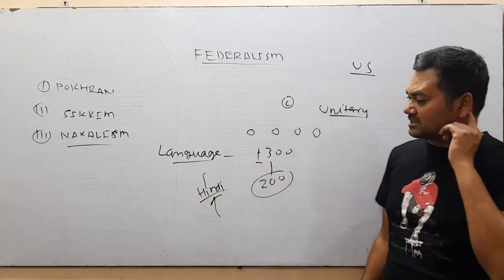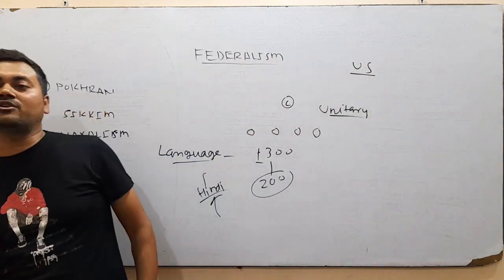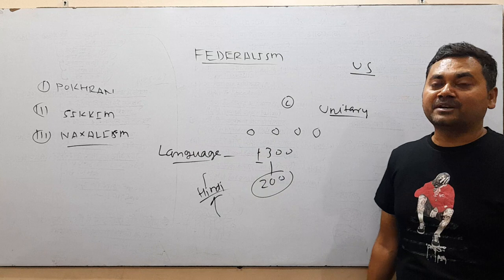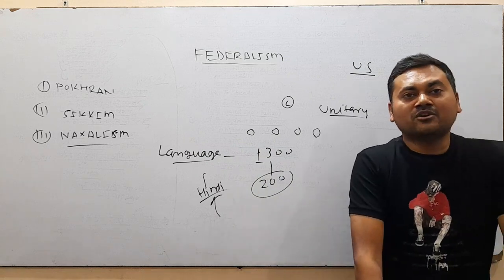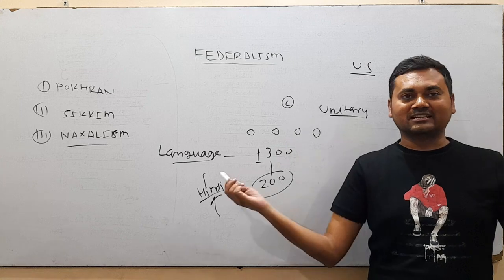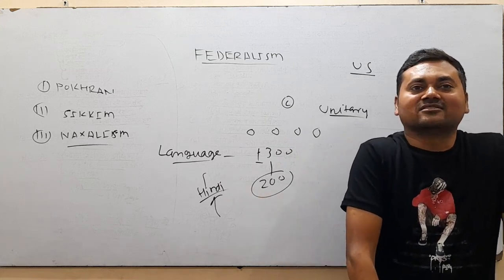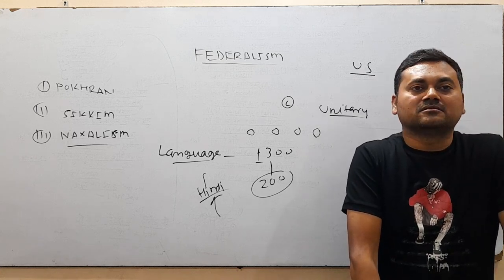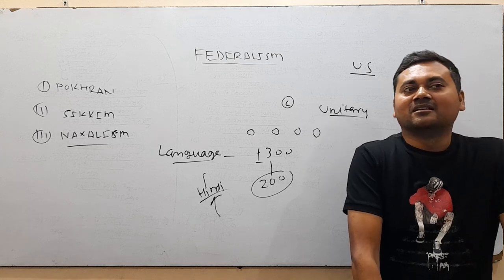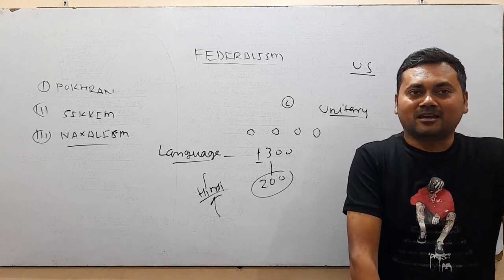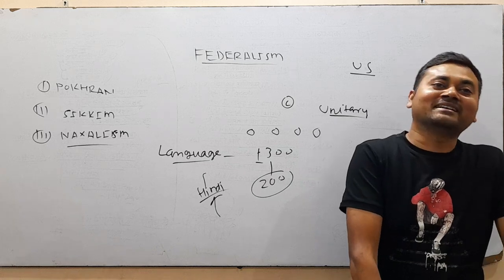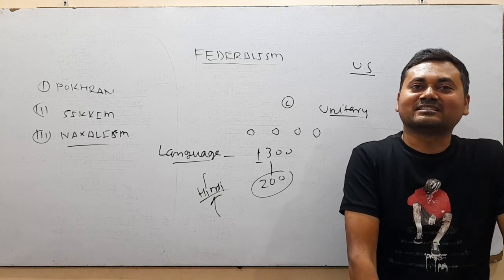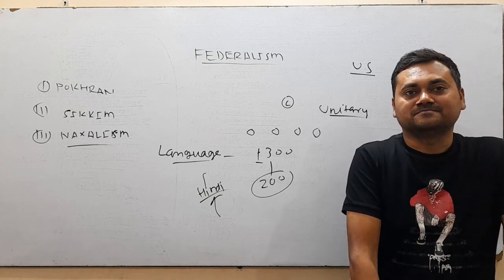Why am I discussing language with respect to federalism? Because there was a time when we were very afraid of this language problem. Why? Because of the kind of diversity India has, I don't think any other country on this planet Earth has. Even then, we are highly united. We may be having some problem among ourselves, but when the India-Pakistan match happens, we forget every kind of differentiation, discrimination, and we get united.